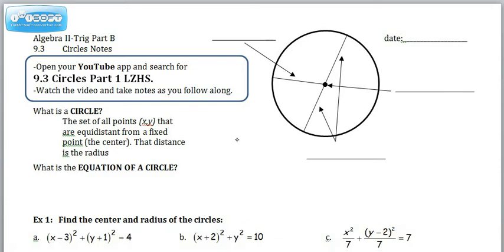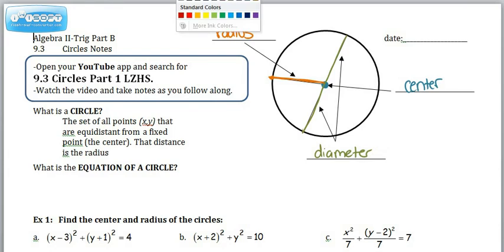So let's start with what is a circle. A circle is the set of all points x, y that are equidistant from a fixed point, which is our center. This point here is the center of your circle. That distance, which they are all using from the center to points on the circle, is called the radius. The diameter is going from a point on the circle to another point on the circle through the center.